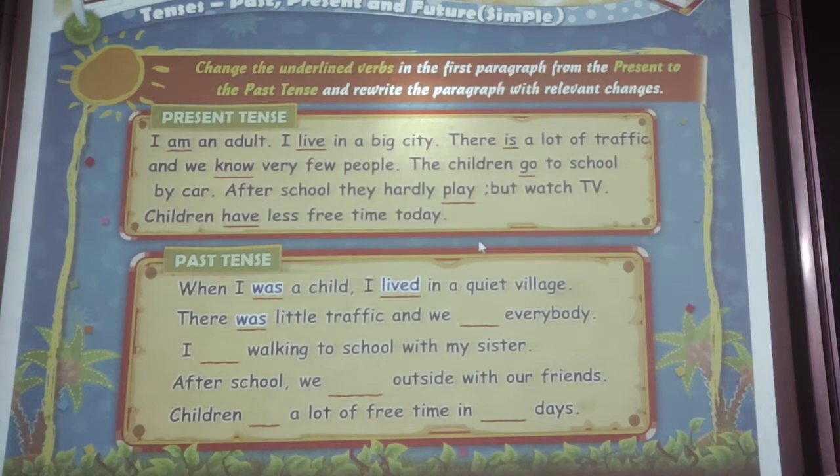There was little traffic and we knew everybody. I went walking to school with my sister. After school, we played outside with our friends. Children had a lot of free time in those days.